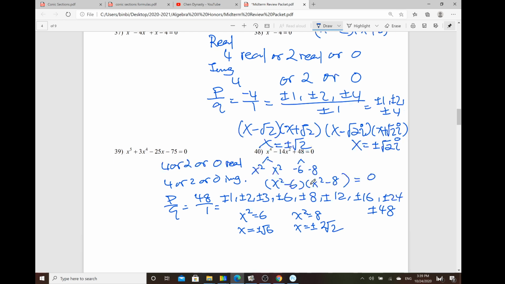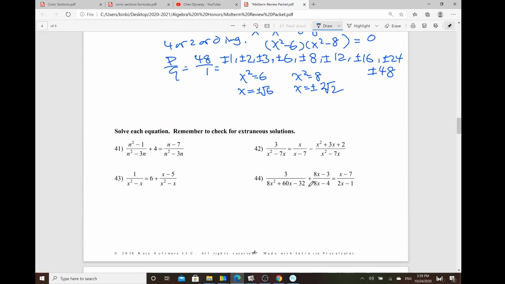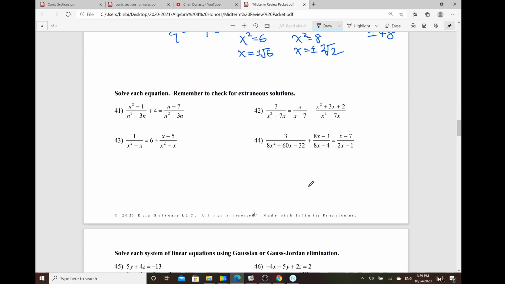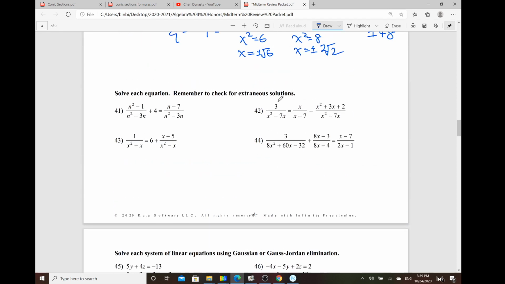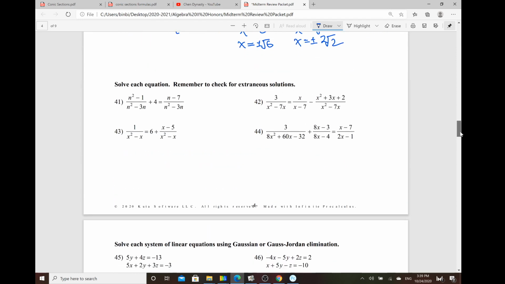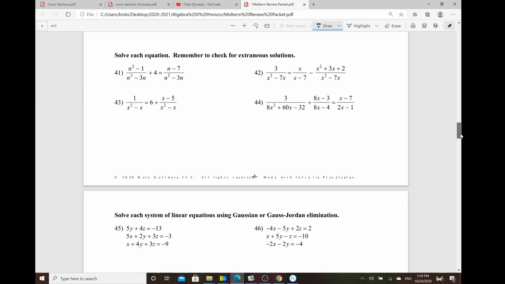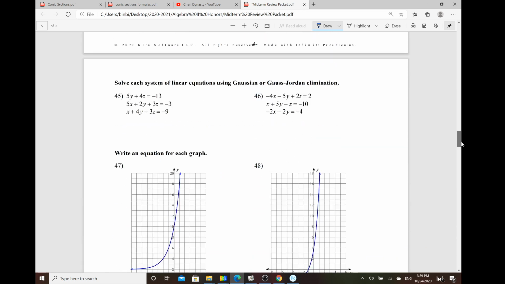Okay, so now let's see what else. And then for number 41 to 44, that one is solving the rational equation. So we'll talk about that in the second part of the video.